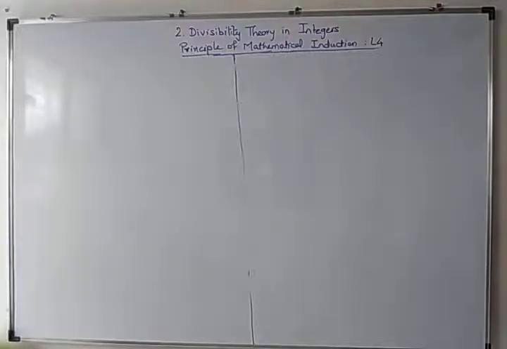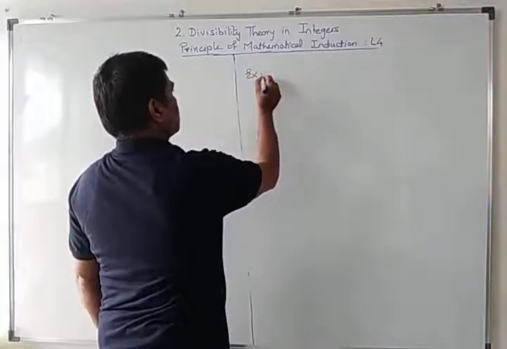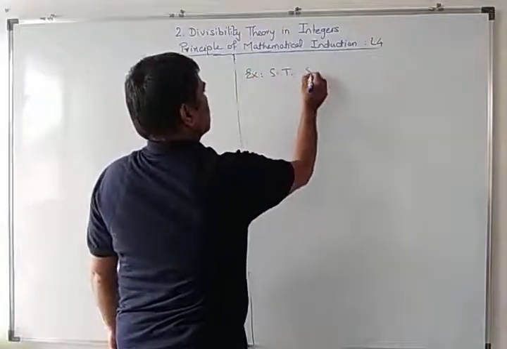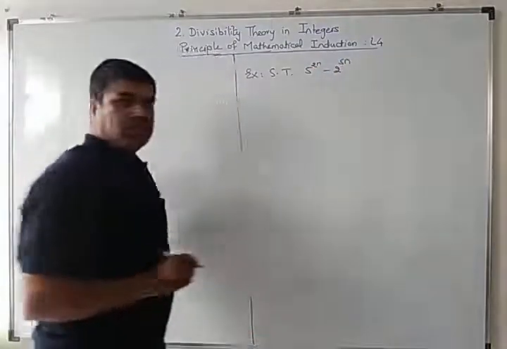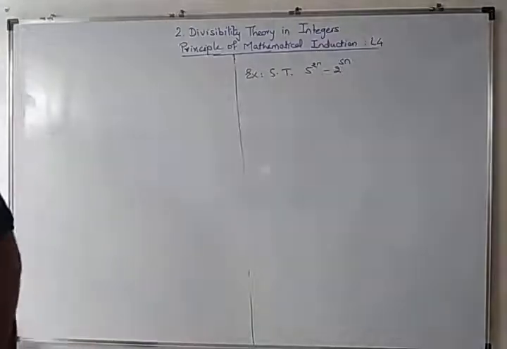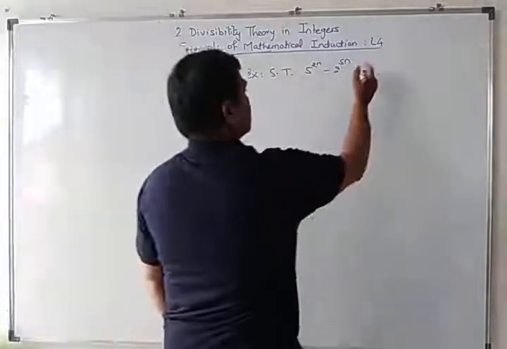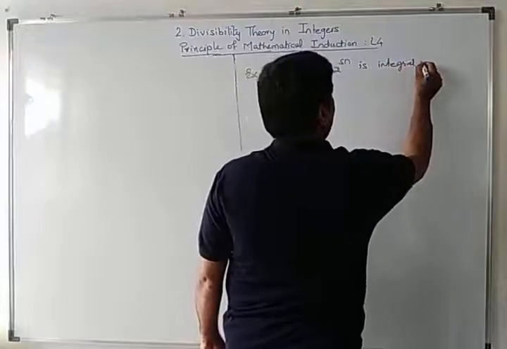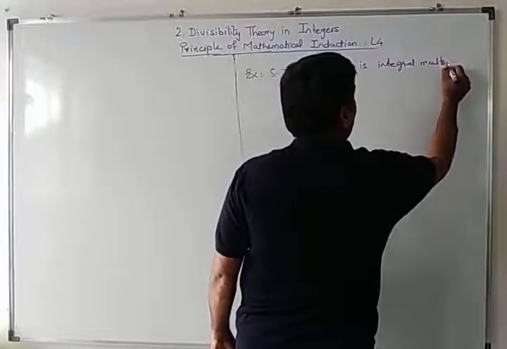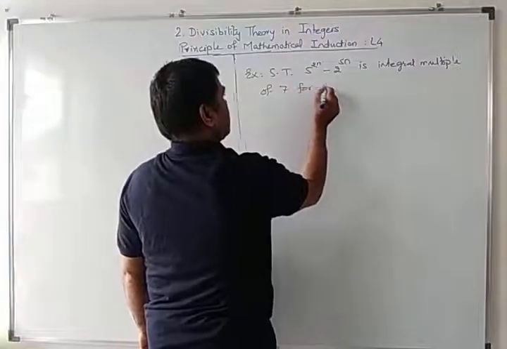Show that 5 raised to 2n minus 2 raised to 5n is divisible by, or is an integral multiple of, 7 for any n belongs to N.